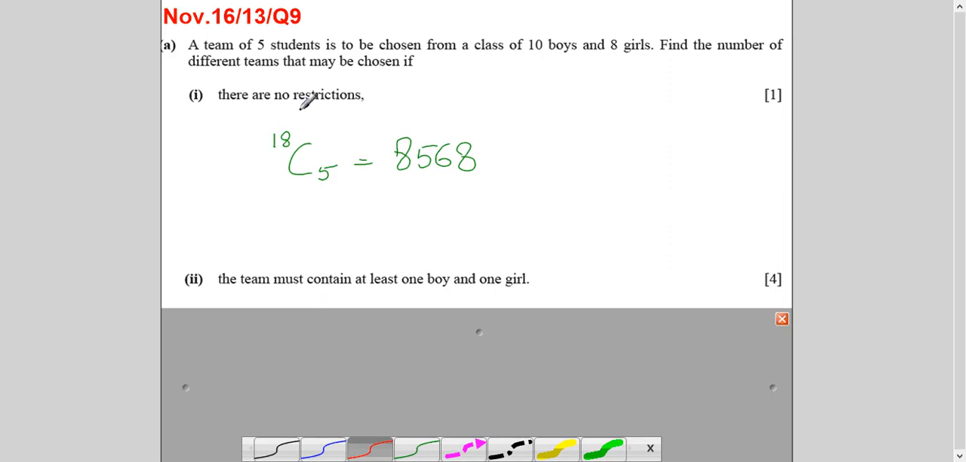Next part of the question is that in the team of 5 students, there should be at least one boy and one girl. Now, this means you cannot have a team which has only boys or a team which has only girls. So the best way is: this 18C5 is telling you how many different teams you can pick up which have only boys, only girls, both. So if from this total I minus the teams of boys only and minus the teams of girls only, then the teams which will be left are those which have boys and girls both.